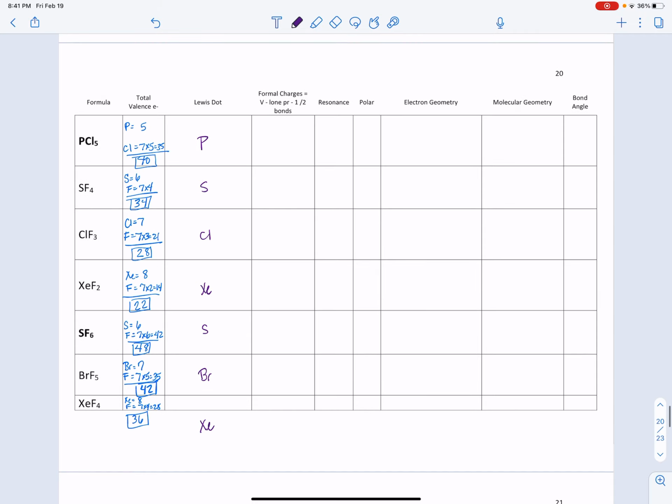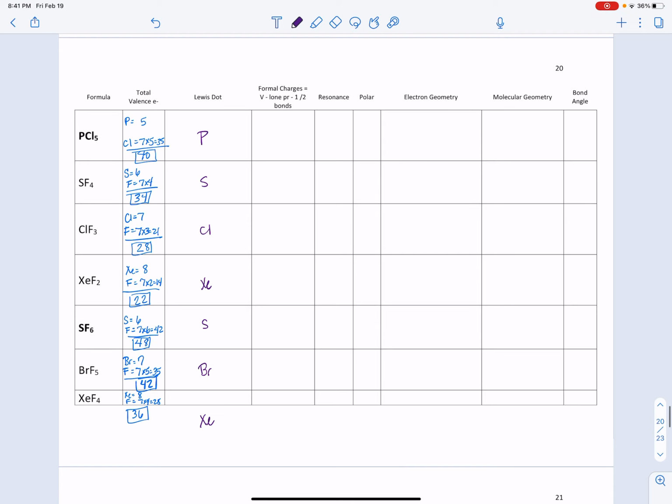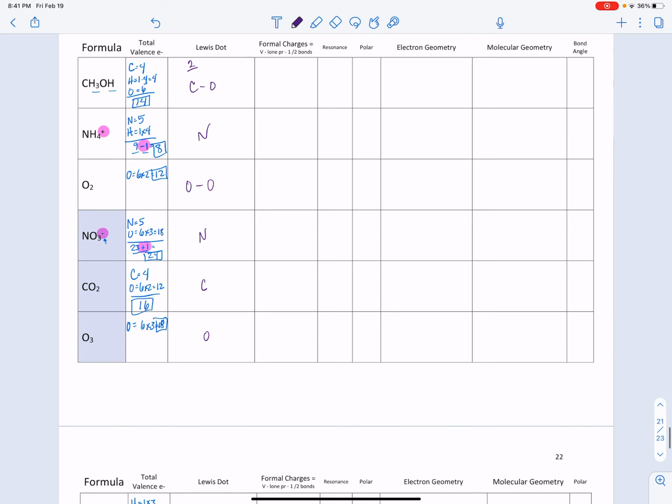affinity values. So xenon, if you have a noble gas, the noble gas will go in the middle. Sulfur, boron, another noble gas in the middle. And then we have, let's see, in this case we had two centers. We have a carbon and an oxygen.